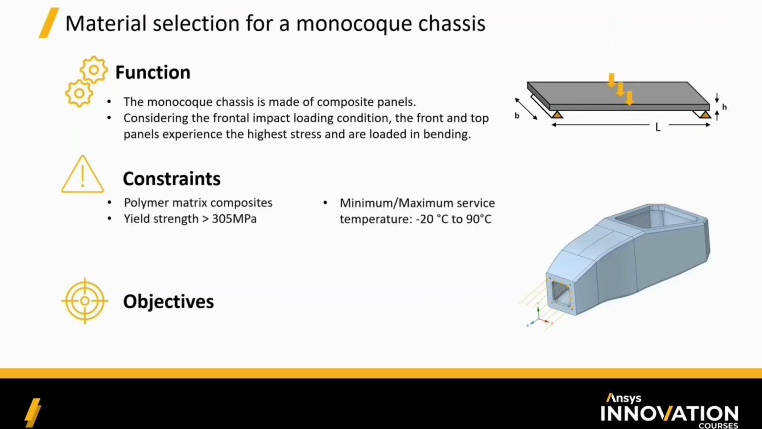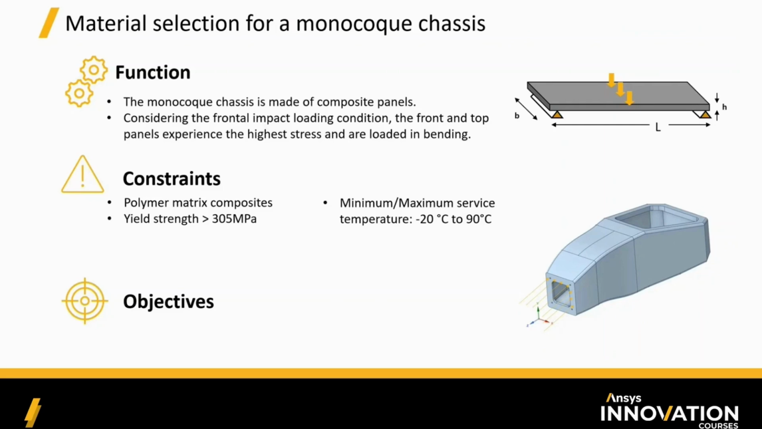In terms of the constraints, we have a couple of material attributes that would help us in narrowing down our pool of materials that we are selecting from. As an example, we're going to narrow down our selection of materials to only looking into polymer matrix composites.